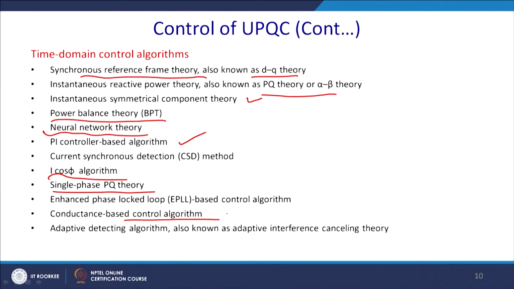The conductance based control algorithm is also finding its applications, because it holds that conductance has to be maximized. In that way we can optimize the reference and track the reference generation. Because when you have a resistive load, then the impedance is minimum. From this concept, you try to minimize the impedance and thus increase the conductance. This is the method of the conductance based algorithm.